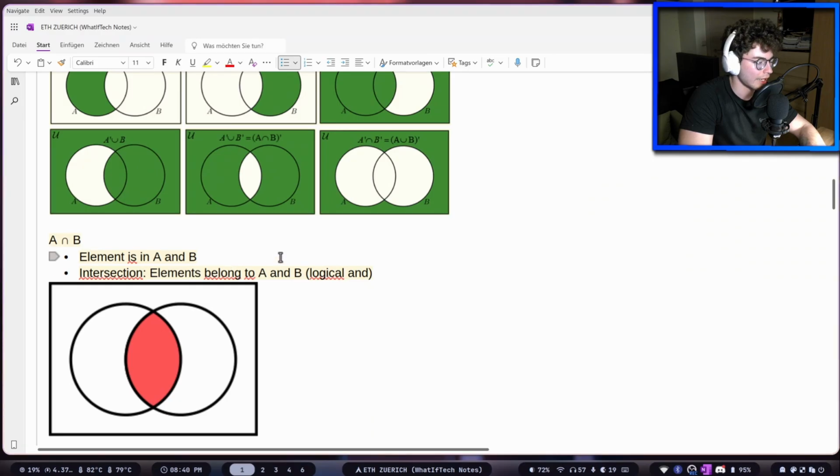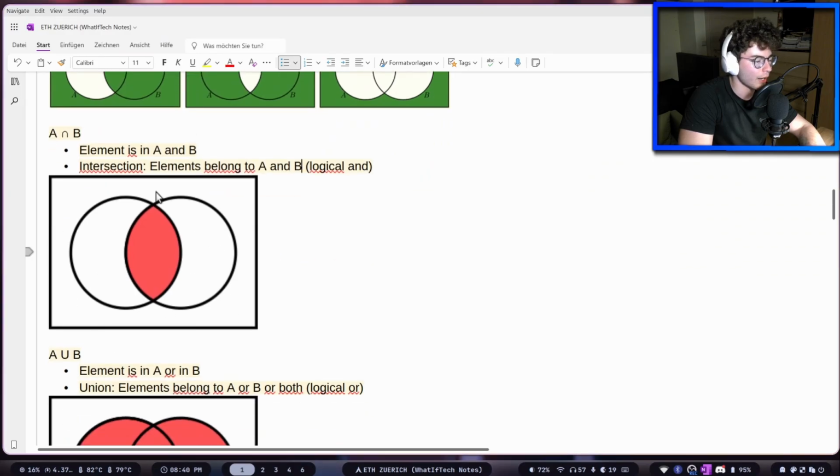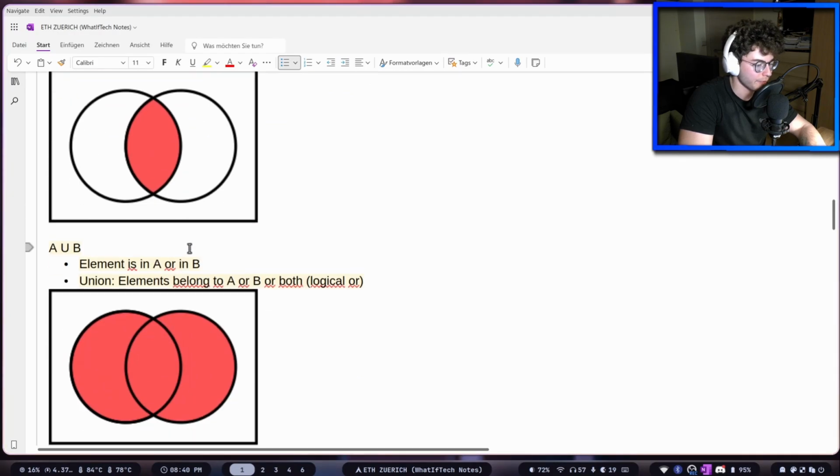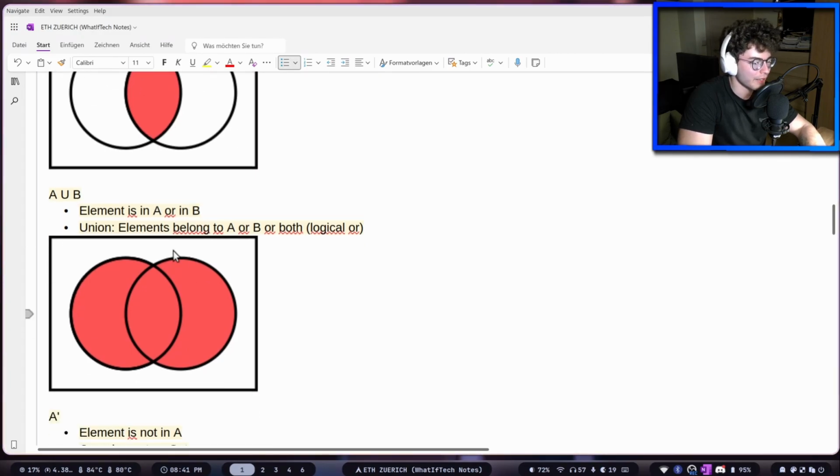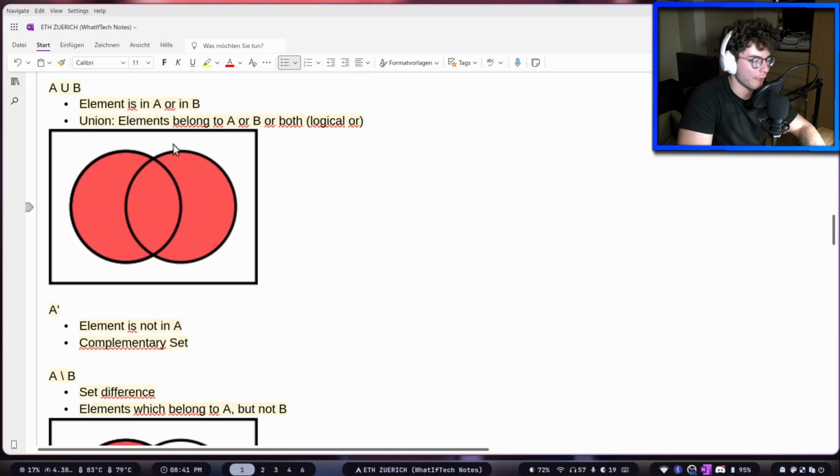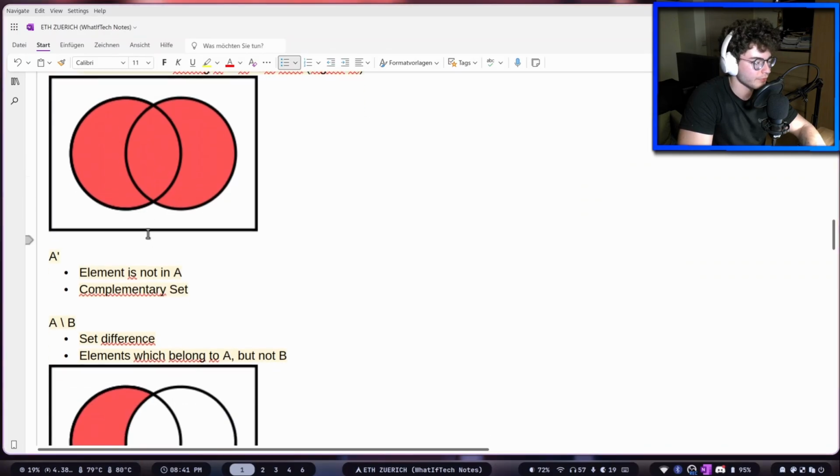Elements belong to A and B. In the Venn diagram, it's the part that is red here. These elements belong to both sets. The big U symbol is called union. Element is in A or in the set B. It belongs to A or B or both, and it's a logical OR connection. So everything in the two sets is red in this set.